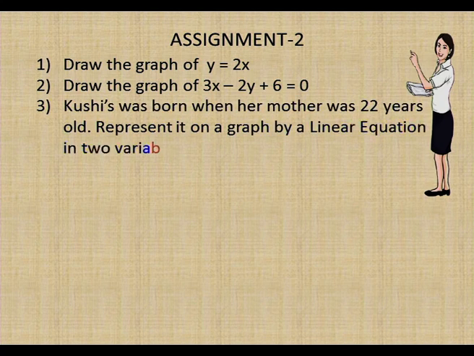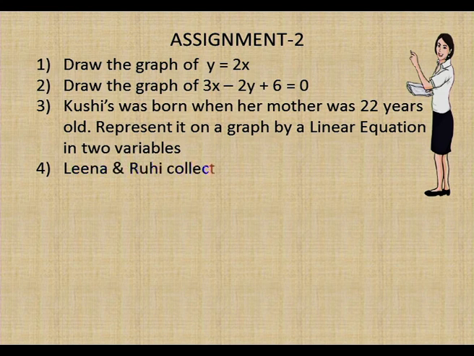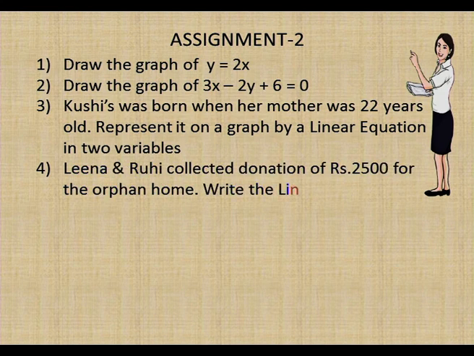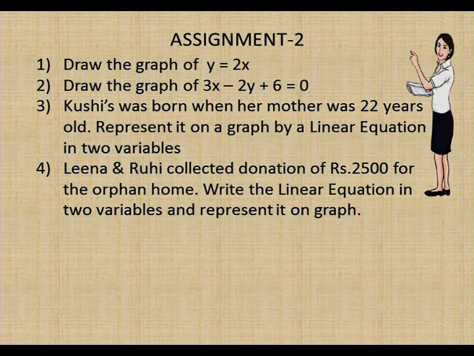Her mother was 22 years old when she was born. Represent it on a graph by a linear equation in two variables. You can take her age as x and her mother's age as y. Leena and Ruhi collected a donation of 2,500 for the orphan home. Write the linear equation in two variables and represent it on a graph.